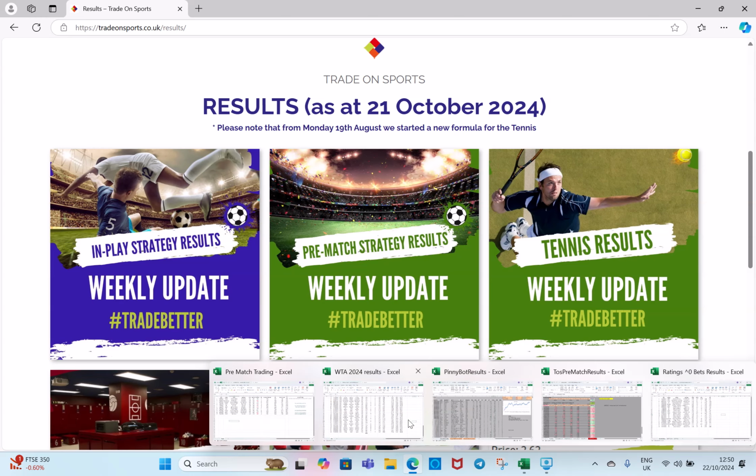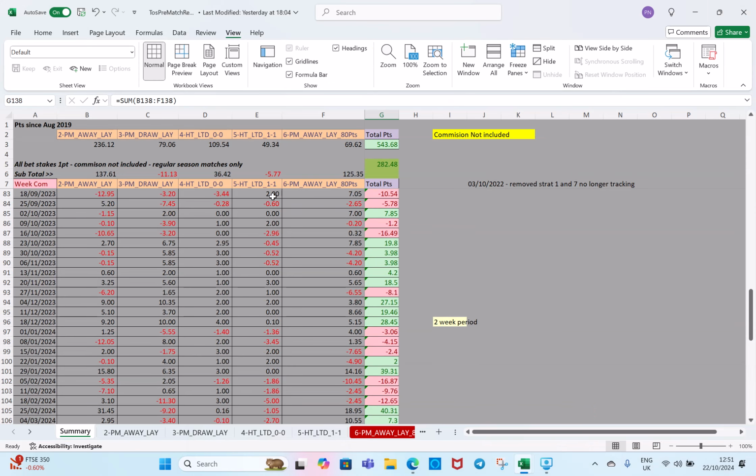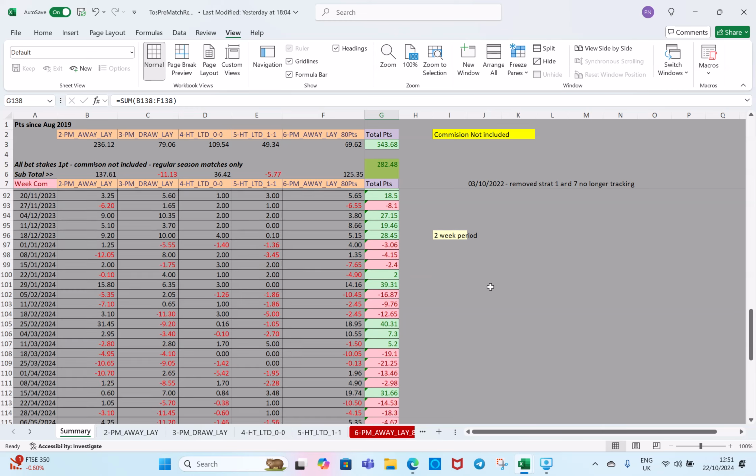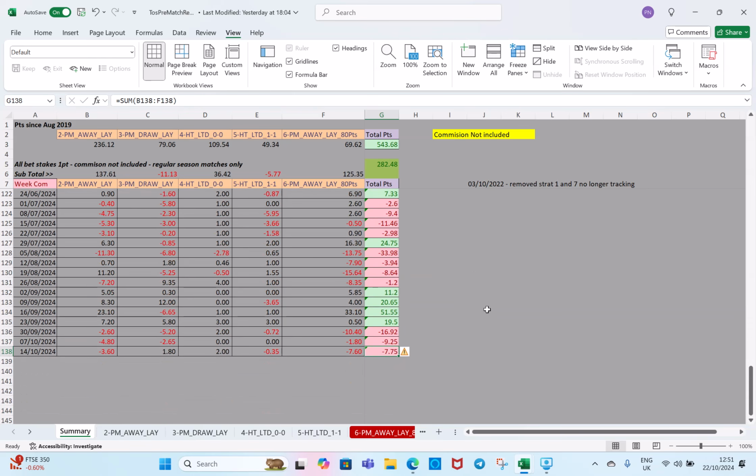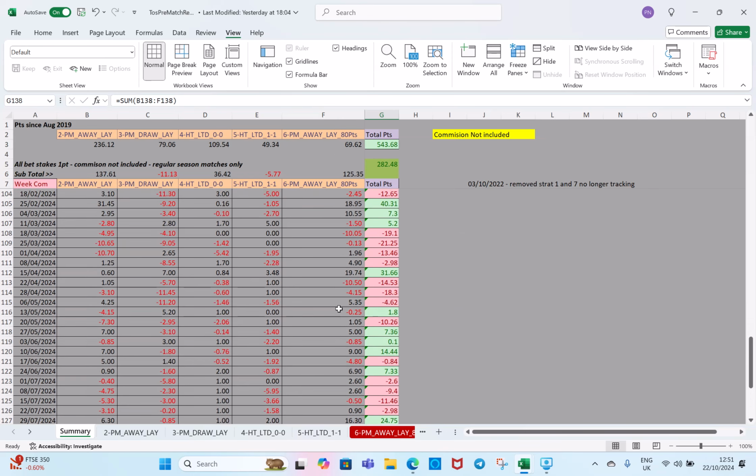We've got a number of strategies on this. As you can see, the pre-match results, we've got a lay the away side. What we're going to do, we're going to tidy this up over the next couple of weeks, and I think we're going to remove the lay away 80 points. Although it's profitable, it's very, very volatile, and indeed any lay the away is volatile, as we can see here.